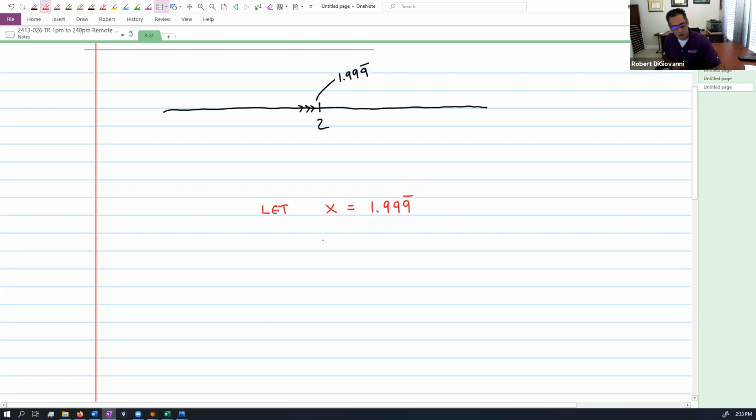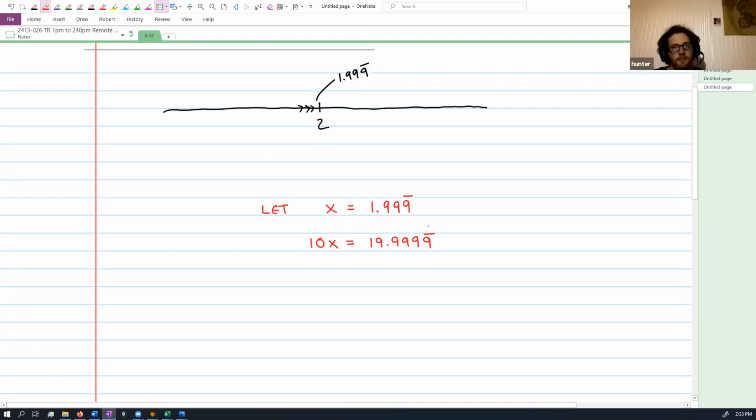We're good? All right, now what I'd like for you to do is multiply x by 10. When you multiply a number by 10, what happens to the decimal point? It moves over to the right one place. If you multiply 2 by 10, you get 20. Multiply 7 by 10, you get 70. All you're doing is moving the decimal over. So does anyone have a problem with me now writing this? So not 1.999, but 19.999. It doesn't matter how many 9s I write because they go forever, don't they? Anyone have any problems with that?